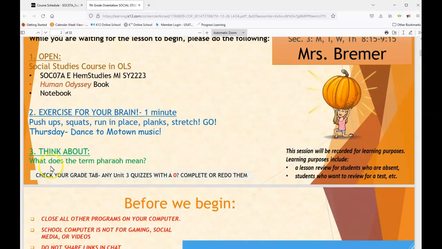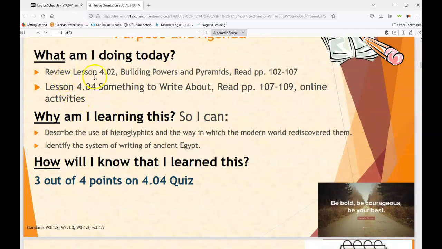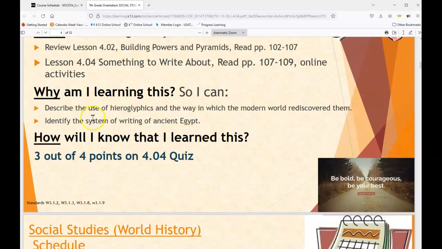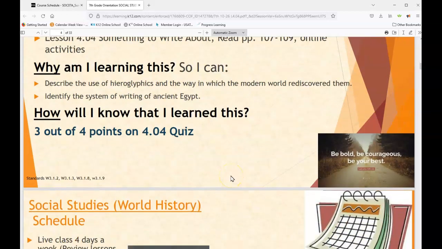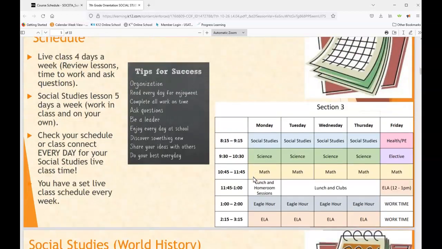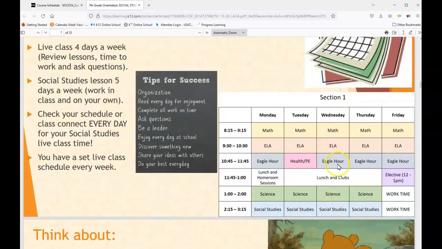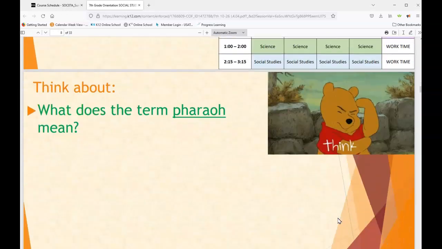Get your books out. What does the term pharaoh mean? Think about that. We're going to review lesson 4.02 and then take a look at today's lesson, talking about hieroglyphics. Have you heard that term before? And how they were discovered, okay? And we'll take a look at the ancient writing. So if you are in section 2, don't forget to attend all of your classes. And if you're in section 1, I hope you've attended all of your classes today.